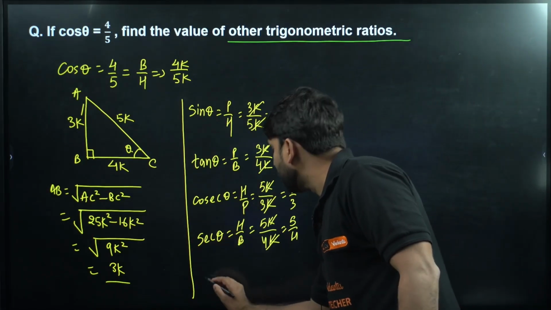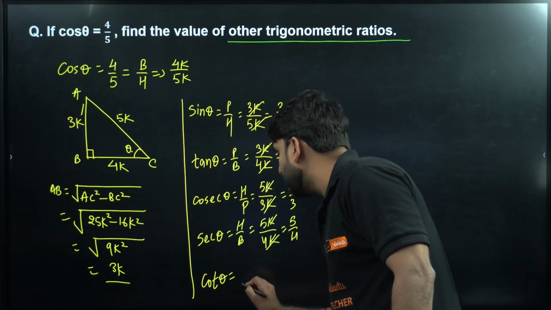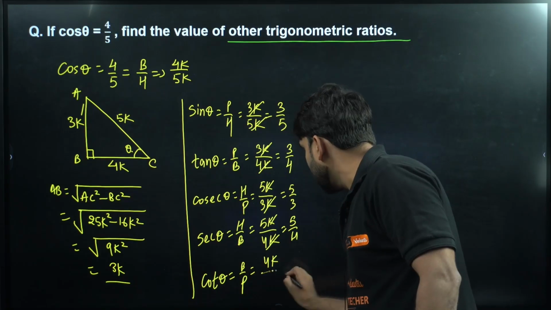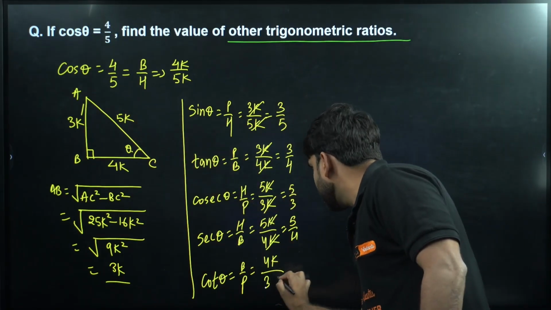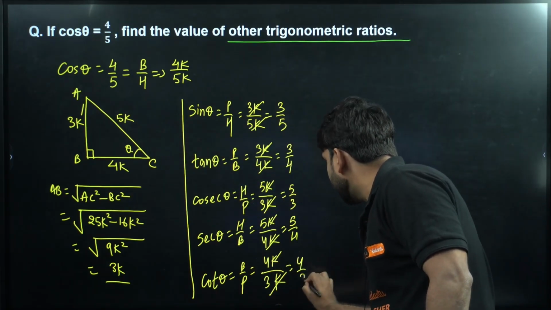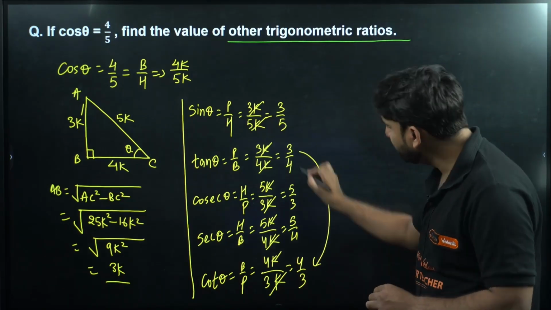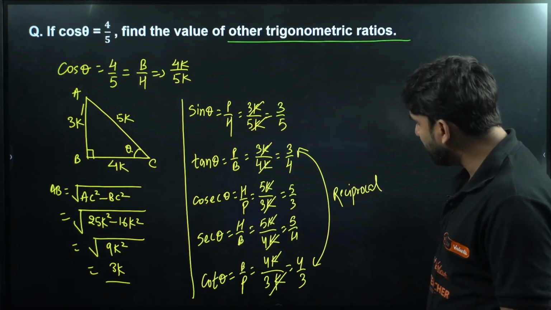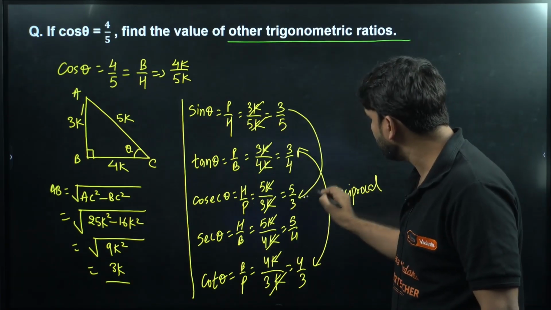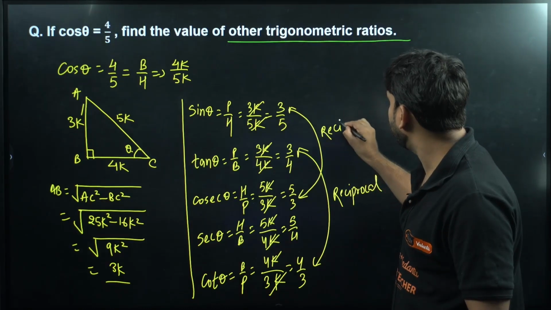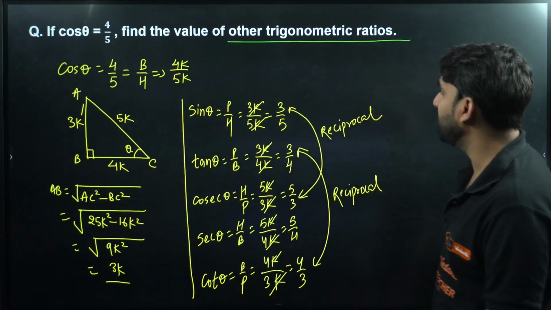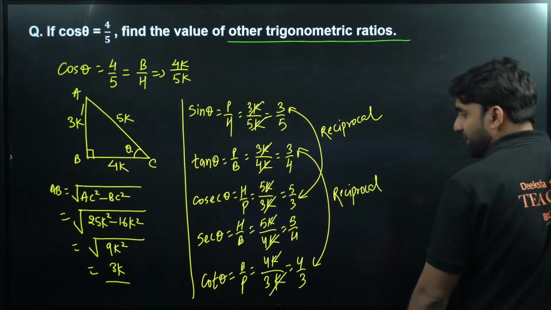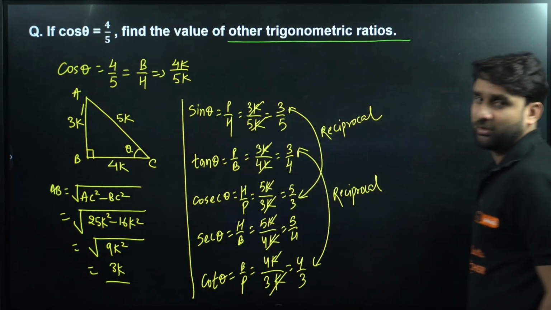Now which is remaining? Cot theta is remaining there. So cot theta is equal to what? Base by perpendicular. Where is base? Base is 4k. And where is perpendicular? Perpendicular is 3k. So k will be cancelled here. So answer will be 4 by 3. Otherwise we can take reciprocal also. Can you see here? Both are reciprocal, right? Similarly, these two are reciprocal. I hope this is clear to everyone. Sin and cosec are having reciprocal relation, tan and cot are having reciprocal relation, and sec and cos are having reciprocal relation. These are the answers.